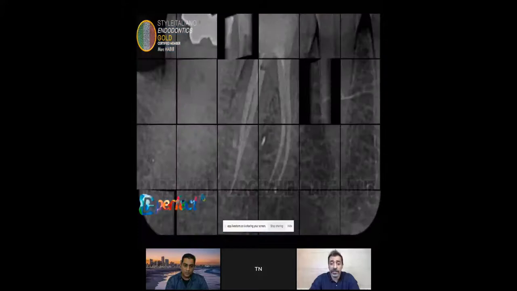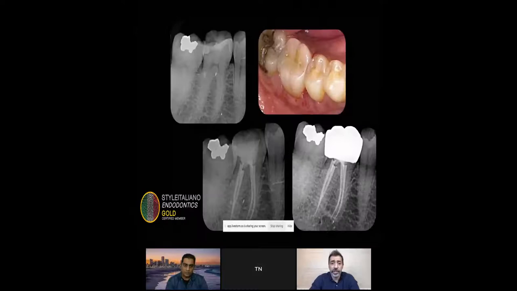So this is the final case, four canals. And of course, after the shaping and the build-up, we went for a full coverage for this tooth to ensure the longevity of the case. So this is basically the MG3.